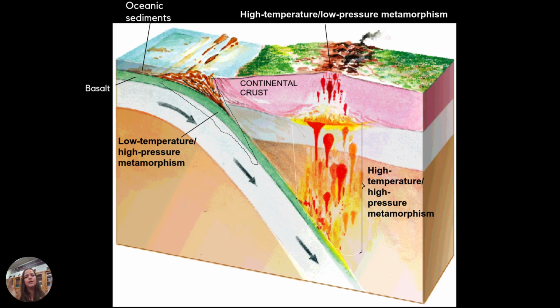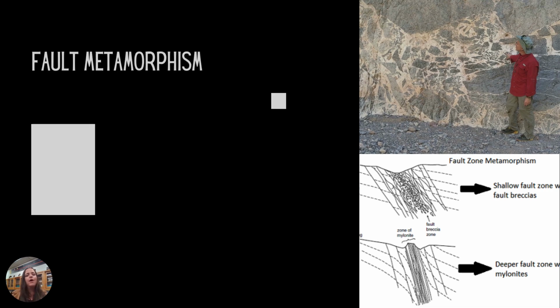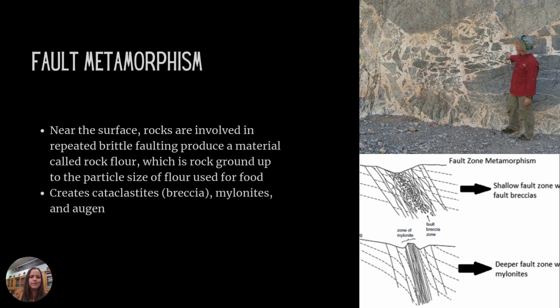And then higher up in the continental crust where the magma is upwelling, you would have high temperature from the magma, but low pressure metamorphism because it's just buried. There's no additional pressure being applied there. So that's regional metamorphism. Fault metamorphism generally happens near the surface where faults are rupturing.